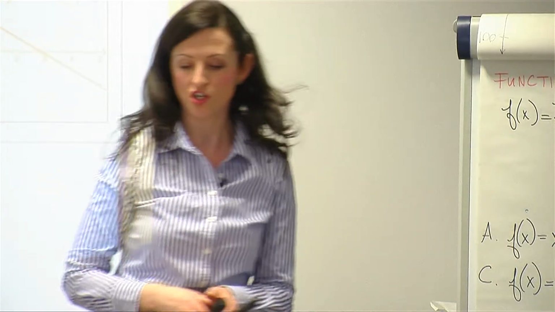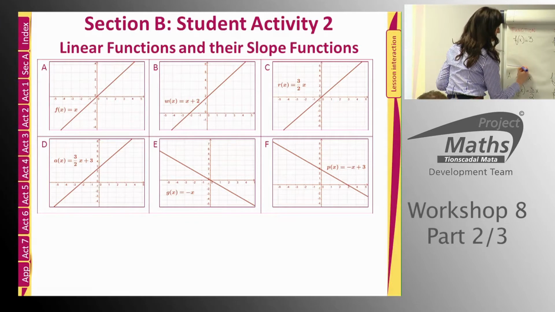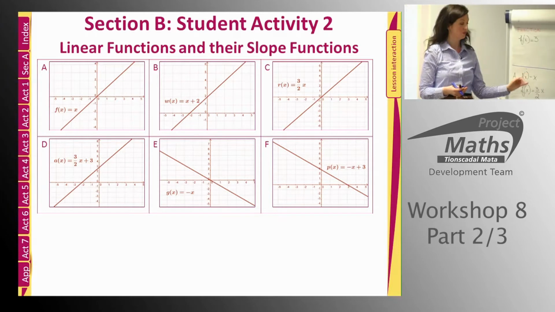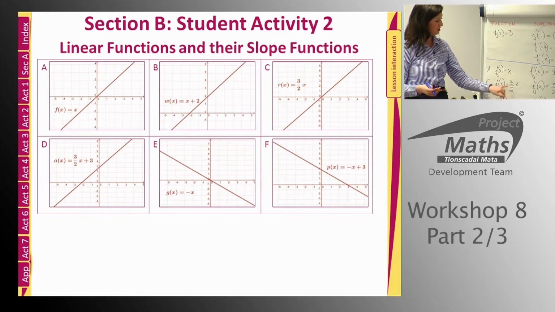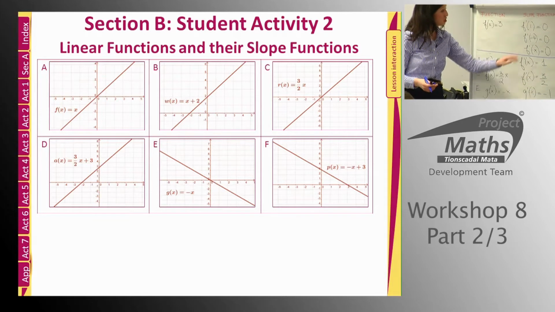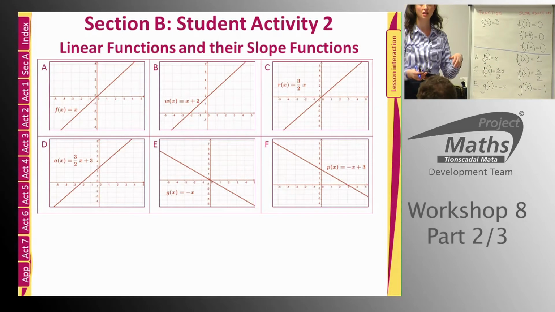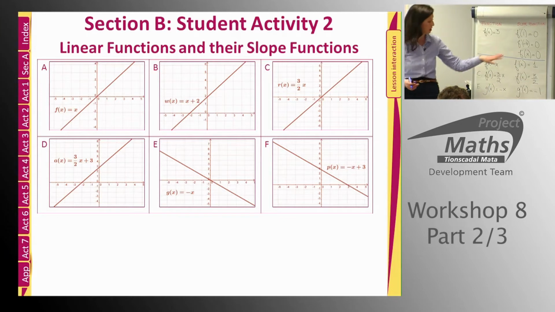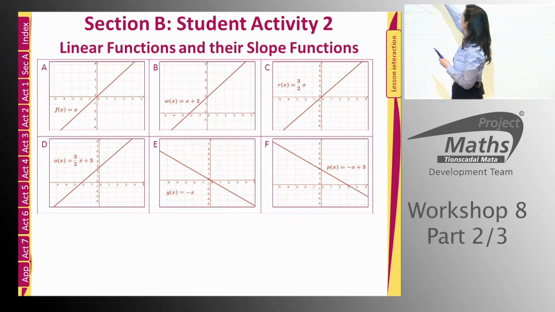Okay, so in terms of checking out a pattern, we're getting a nice pattern here, aren't we, with regard to functions of this type, where it is a linear function. So my slope function is just going to be the slope, isn't it? And we know the slope is always the coefficient of the x term. So it's going to be the coefficient of the x term when we are looking for the slope function. What about, let's look at B.